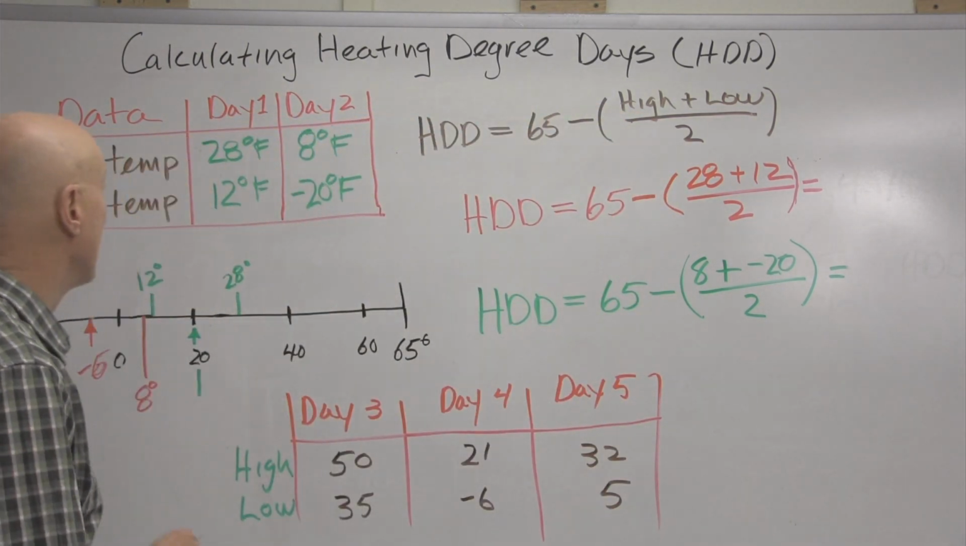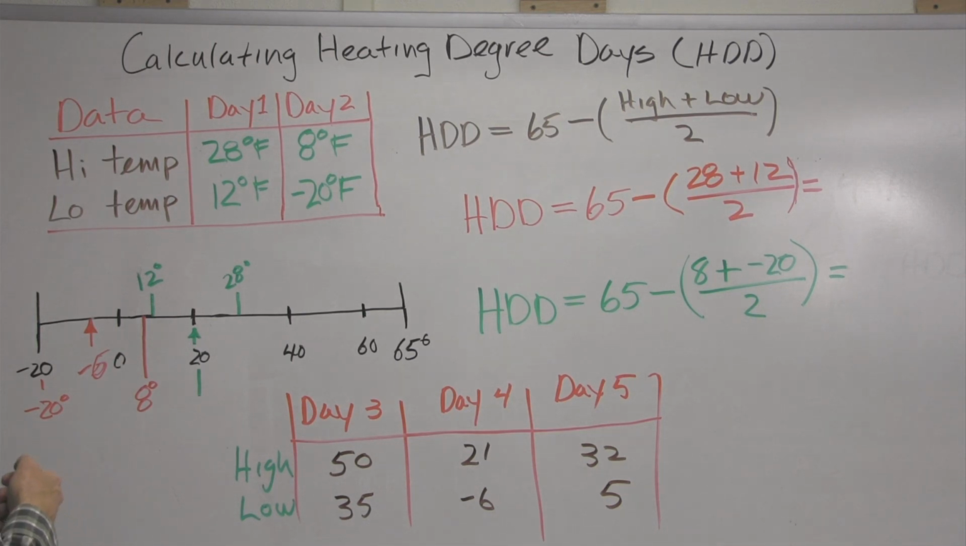So we need some data, as I said. We have day 1 here and day 2 here. On day 1, we have a high of 28 and a low of 12. Reasonably cold day. On day 2, we have a high of 8 and a low of -20. The reason why I chose this day is that we have a minus sign right here. In case that causes you any consternation, we will show you how to deal with that.